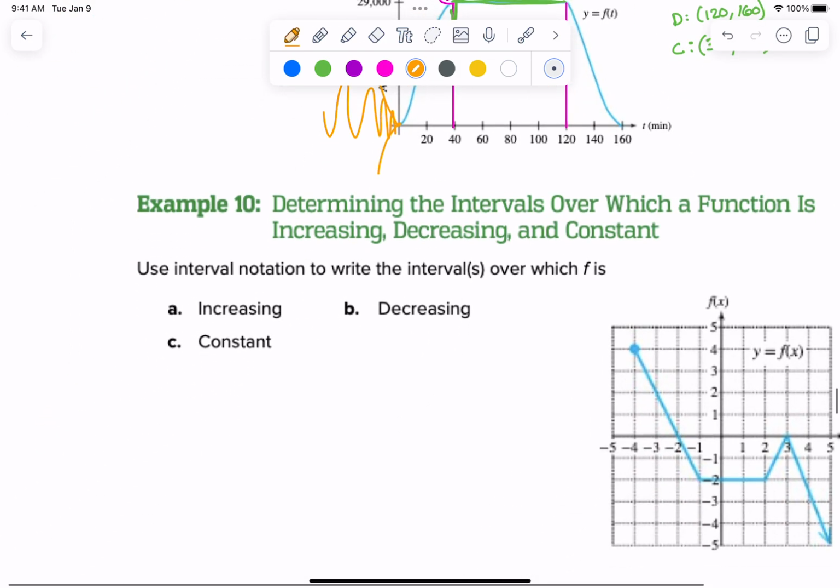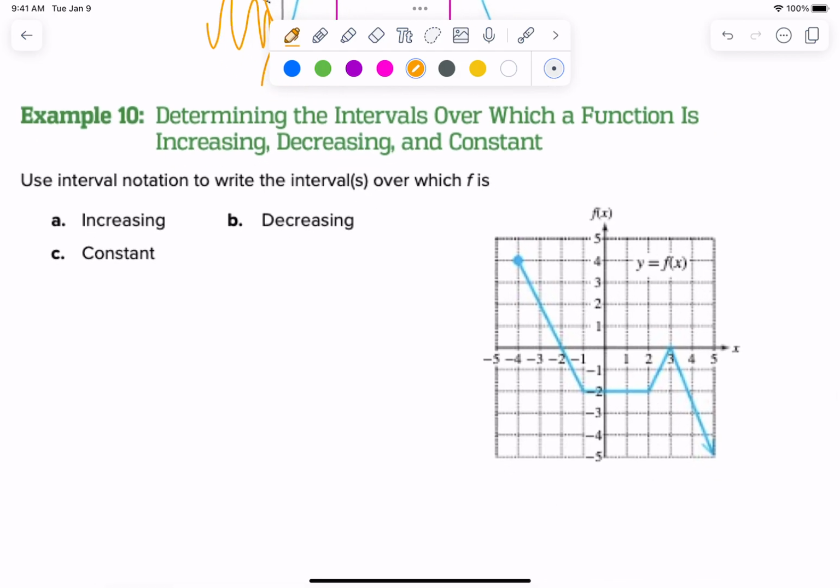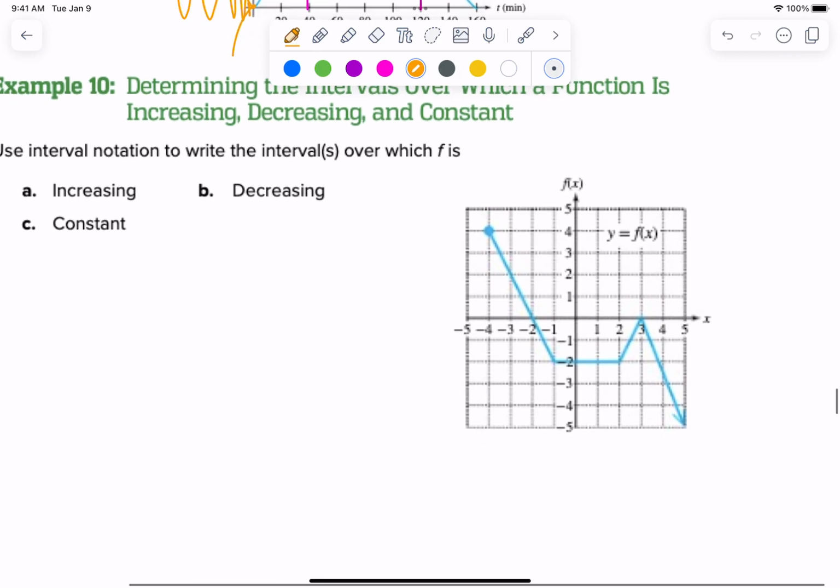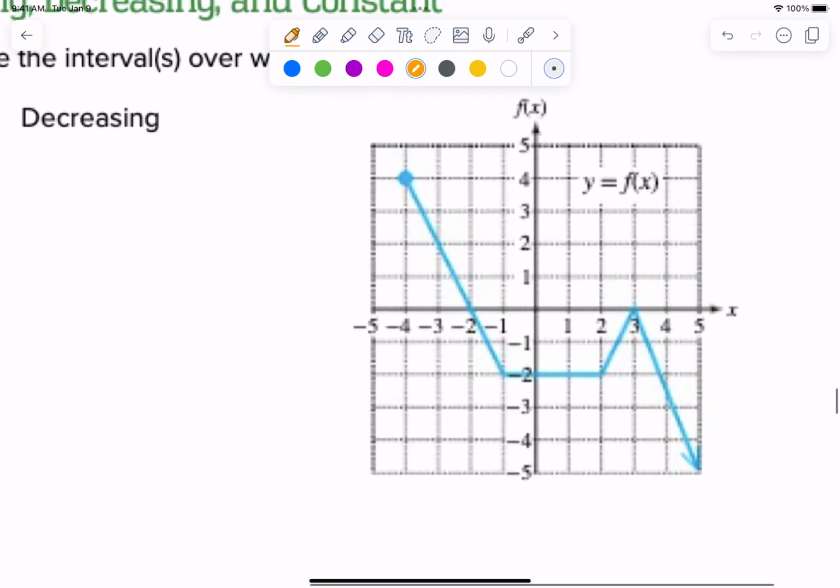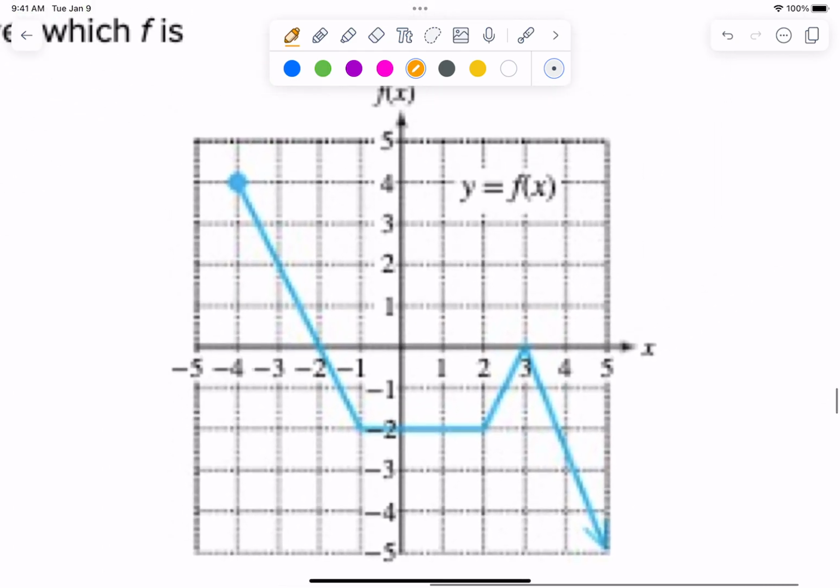Okay, all right, so let's do this one. Last one. Might ruin the plane's wheels. Intervals where he's increasing, decreasing, constant. So let's talk about what he's doing first. Let's just start from left to right. So from here to here, decreasing.